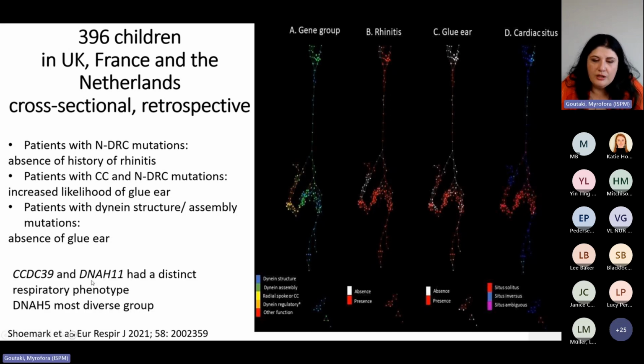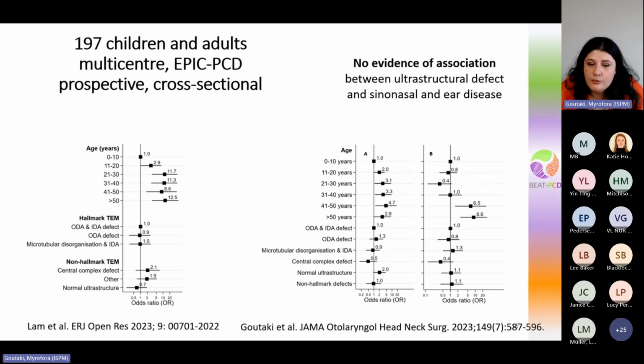And overall, what they found, which I think is very new in comparison with the other data, although it doesn't provide us with different information, it has a very different approach, is that CCDC39 and DNAH11 had the most distinct respiratory phenotype, while DNAH5 was the most diverse group, which did not correspond to a specific phenotype. This is just a quick example to show that not all studies really replicate this kind of results.